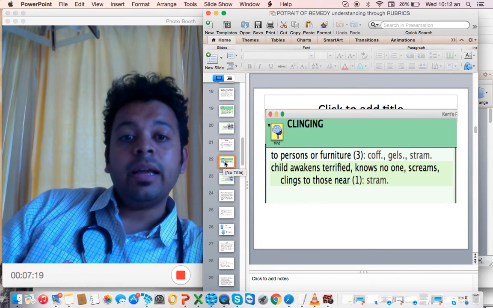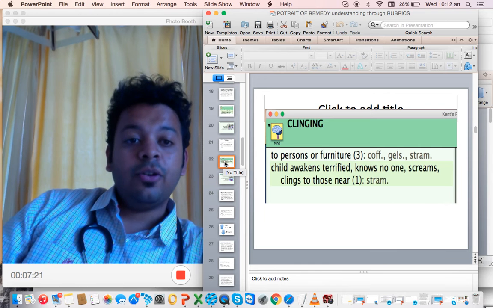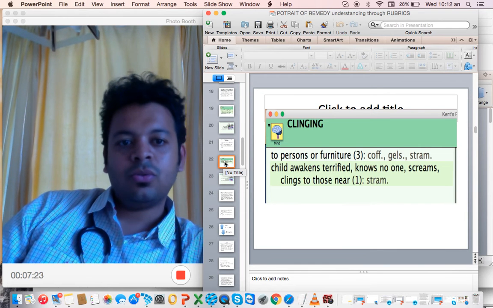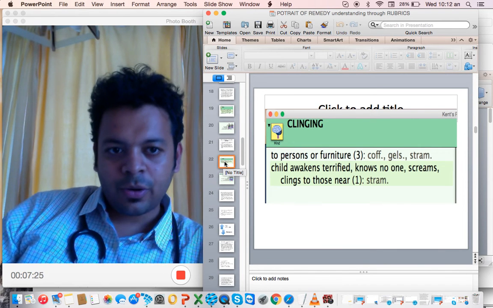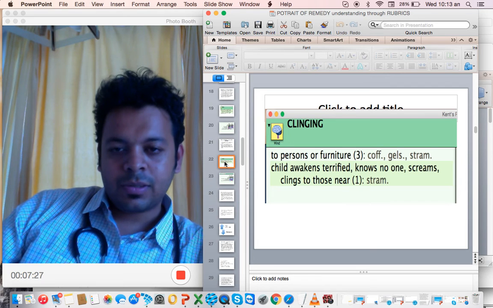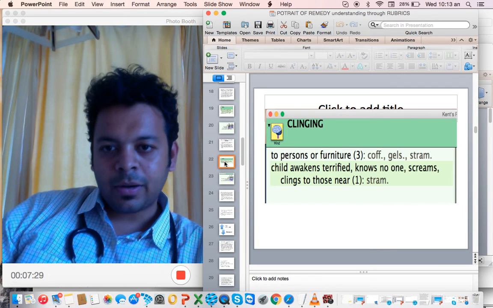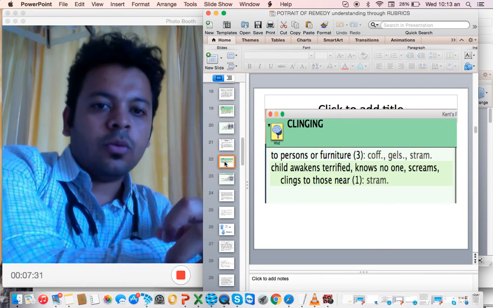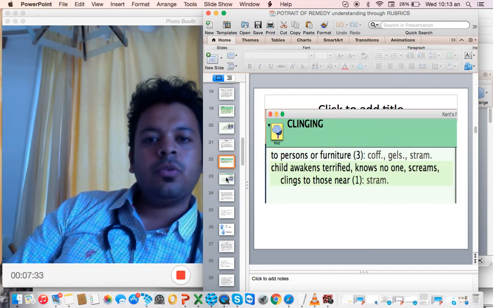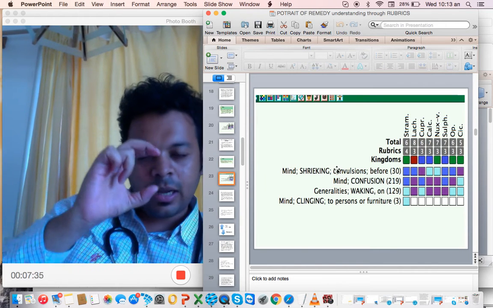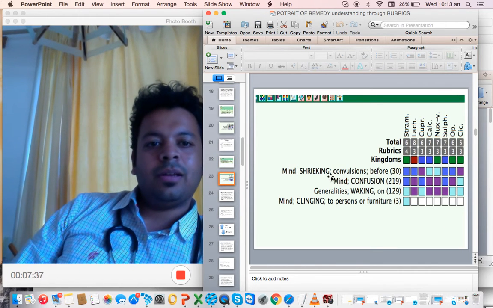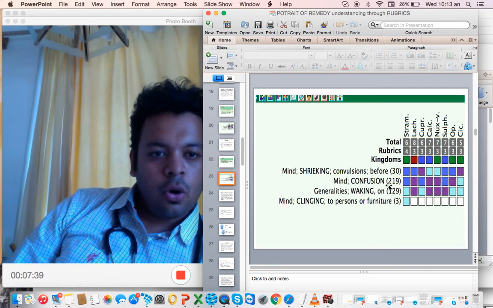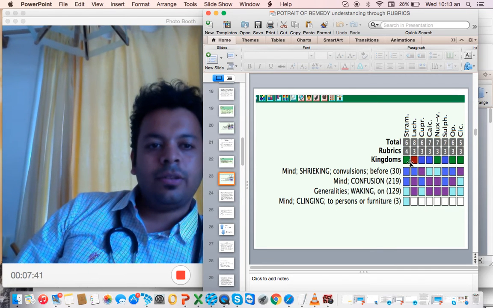Let's see. Clinging, child awakens terrified, knows no one, screams, clings to those around. This is a famous Kent rubric of stramonium, which means that this person gets up at night suddenly and holds on to someone. This is stramonium. Again, you can cut it down to different aspects, like shrieking, confusion, waking, clinging. You'll see stramonium.